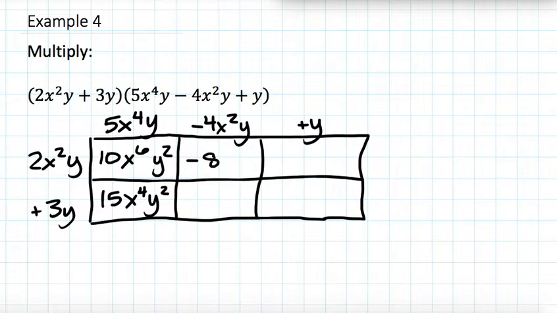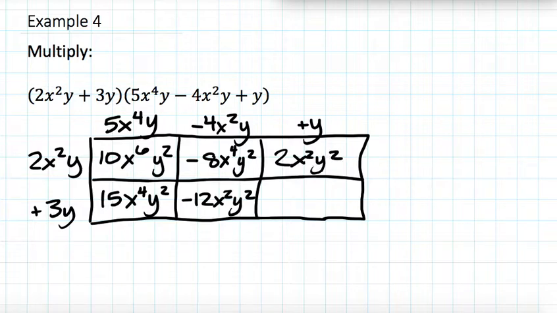So this one is going to be negative 8. Make sure that you keep negative signs. This is going to be minus 12x squared y squared. This is going to be 2x squared y squared, positive, and then this is going to be positive 3y squared.